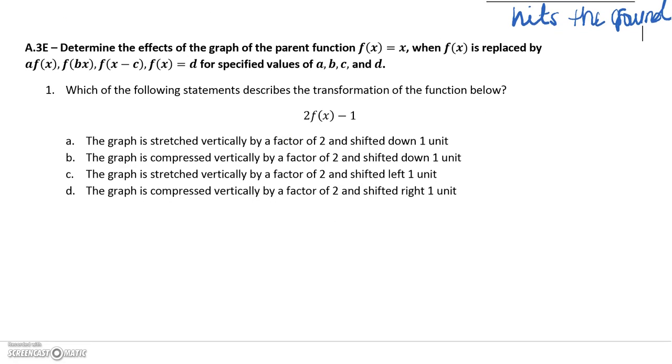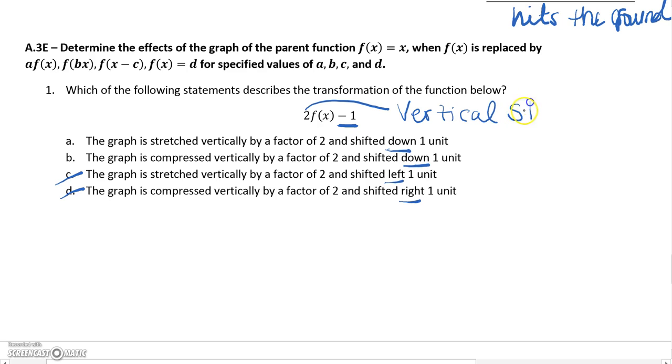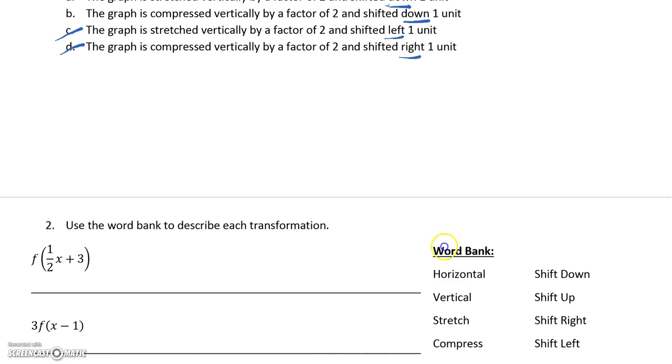Okay, next, which of the following statements describes the transformation of the function below? So if it's -1 on the outside, that's automatically down. So it has to go down 1, not left or right, but down. And then a 2 in the front is vertical stretch. And I will let you find your answer.